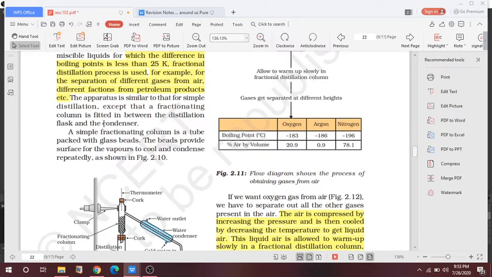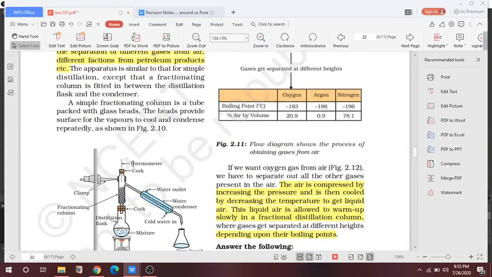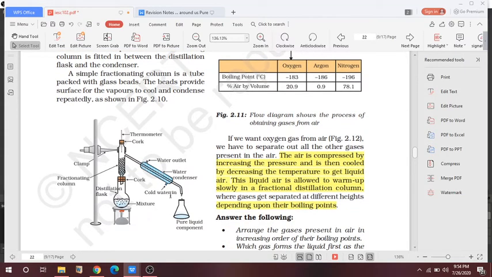So this is the process. A simple fractionating column is a tube packed with glass beads. Here you can see the fractionating column, and here the glass beads are present. Glass beads actually condense the liquids. The beads provide the surface for the vapor to cool and condense repeatedly. These beads provide a surface to cool any liquid, and the liquid vaporizes, condenses, and we separate the two miscible liquids easily.